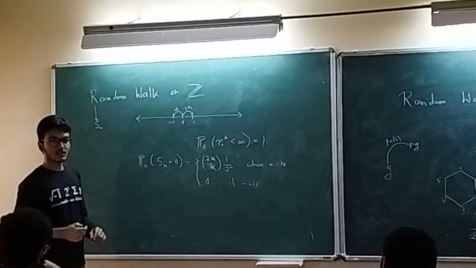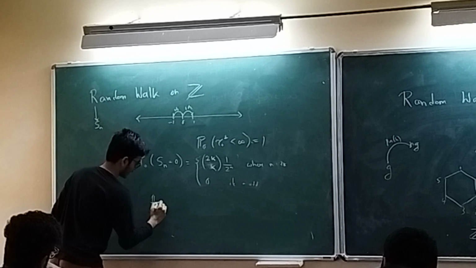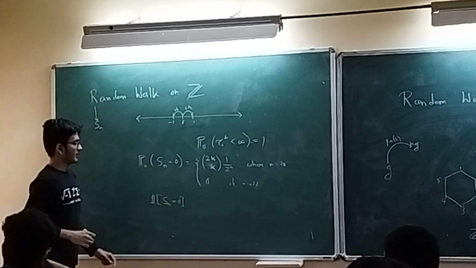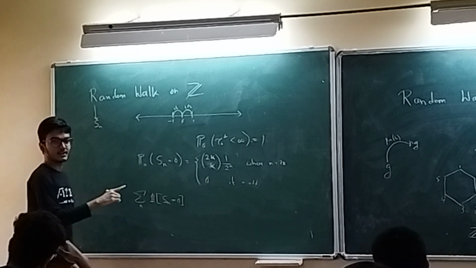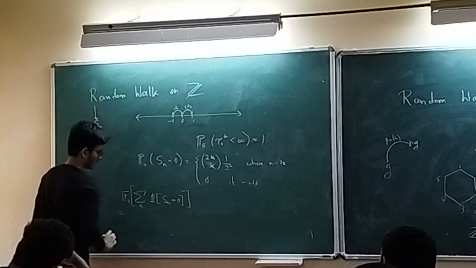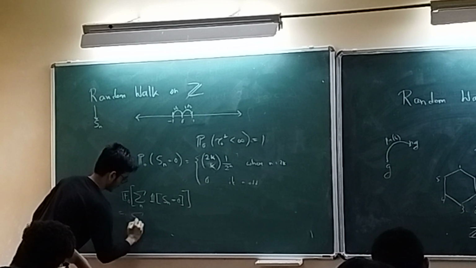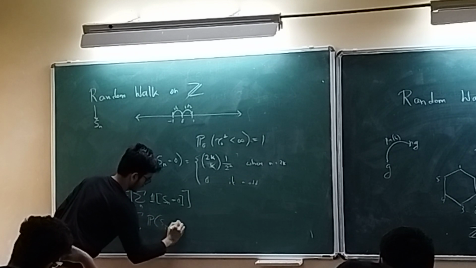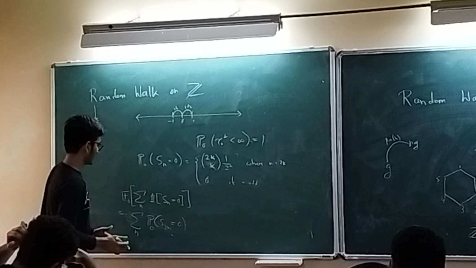So now I will count the number of times it comes to 0. And what is that thing? That will be just the sum of indicators of Sn equals 0. Again, this is random. We are not interested in this; we are interested in the expectation. You put the expectation here. What will this be? This will be just the summation over n of the probability that Sn equals 0.